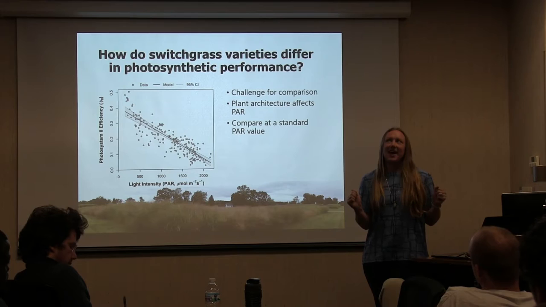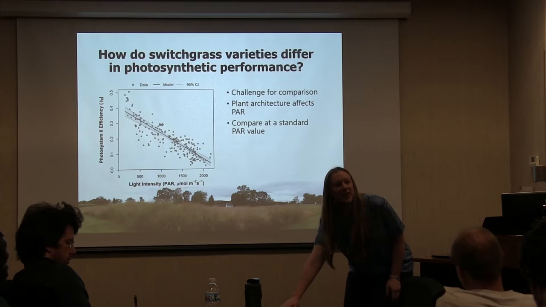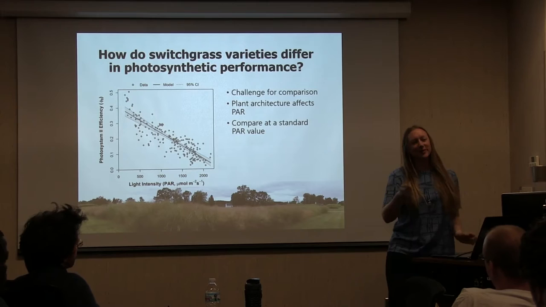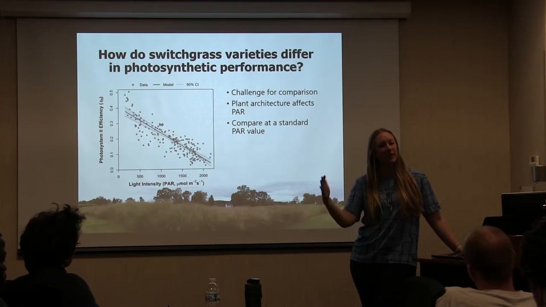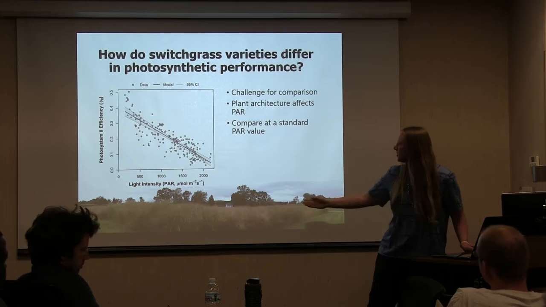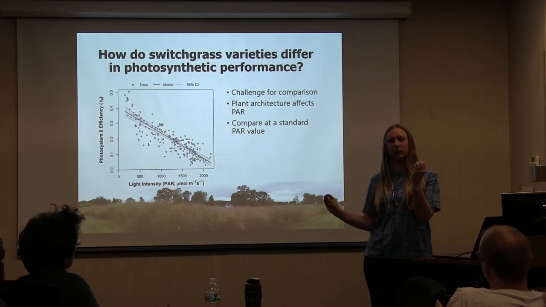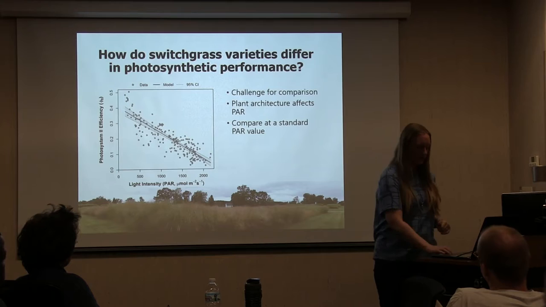And because some of them are taller and shorter than the others, like for instance, we had one variety that was this tall, and it could be growing in a 15-foot wide strip next to one that was this tall. So the actual values of PAR that I was measuring could all be lower in one variety, causing it to have a really different photosynthetic performance. So what I did is I just picked a standard PAR value on this model, and I extracted the value predicted for each variety at that standard value and constructed error associated with that. And so this is what I get.